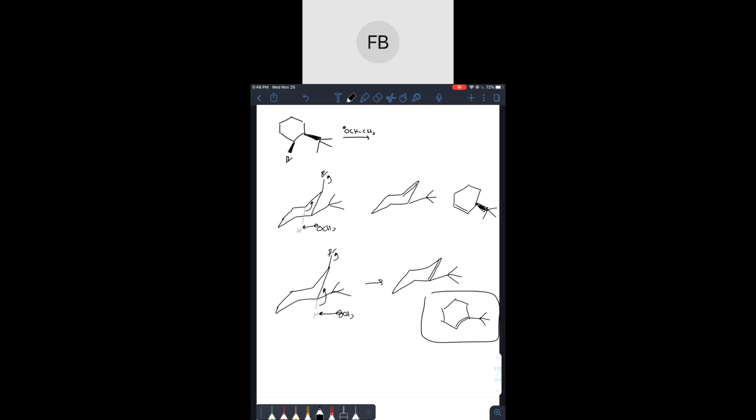Do you guys have any questions? Not really a question, but if that tert group had been down stereochemistry, then the double bond would have had to go to the other side, right?